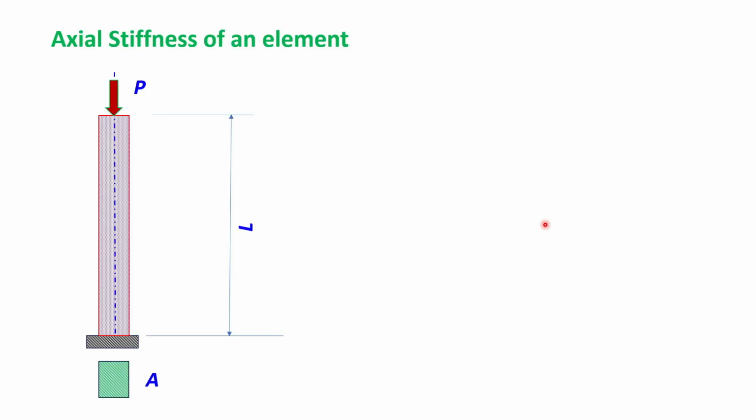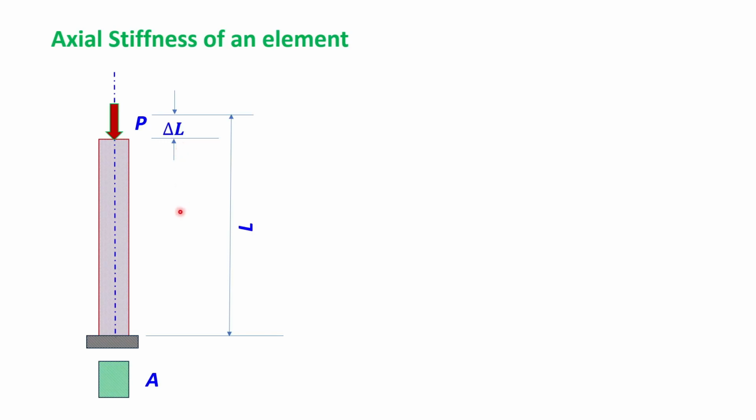Now let us see the stiffness of a very simple element, the axially loaded element. So here we have considered a column of length L and cross-sectional area capital A. It is subjected to an axial force of P at the top. Due to this force, the column will compress in length, so it becomes like this. So it compresses by a small distance, say delta L.